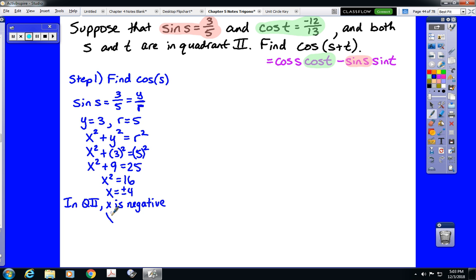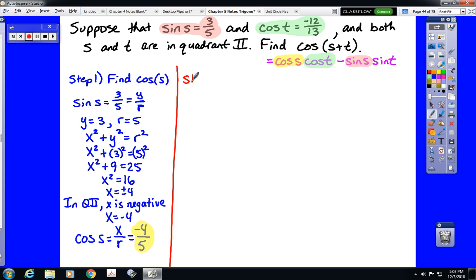So that means x is negative 4, and the cosine of s, which is x over r, is negative 4 over 5. So now we know our third value. We now know the cosine of angle s is negative 4 over 5. So we're going to do that process one more time. Call this step 2. And we're going to use it to find the sine of angle t.